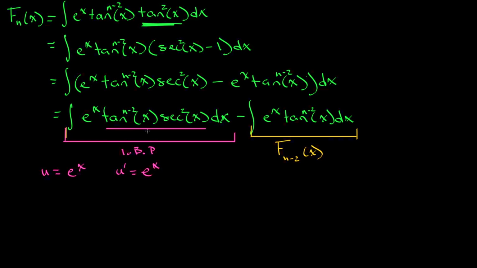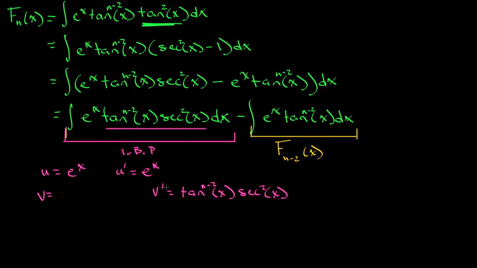And then we said that v prime, we actually wanted to be all of this. We wanted that to be a tangent of x to the n minus 2 power times secant of x squared. So that is what v prime is. And then anti-differentiating, we can do this because why? The derivative of tangent is secant squared.